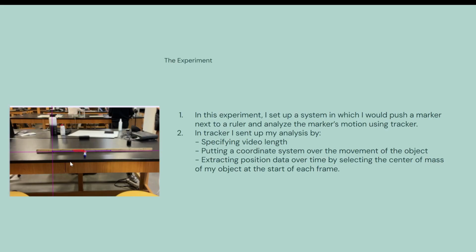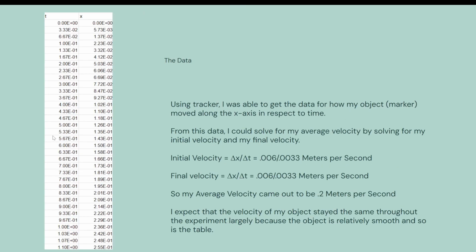And so then once that was done, I had to actually extract the data that I wanted. And so to do this, I went frame by frame and selected the marker's center of mass at each frame. And over time, this got me a few data points, which are right here. These are my data points on the left, and using Tracker, I was able to get my object to move along the x-axis, or that purple bar you see here, over time.